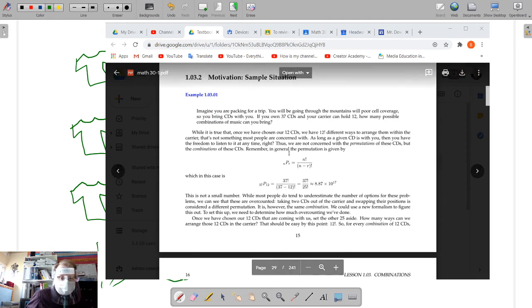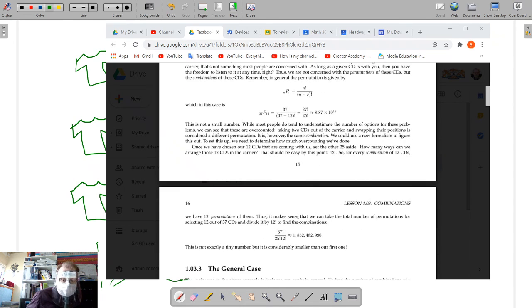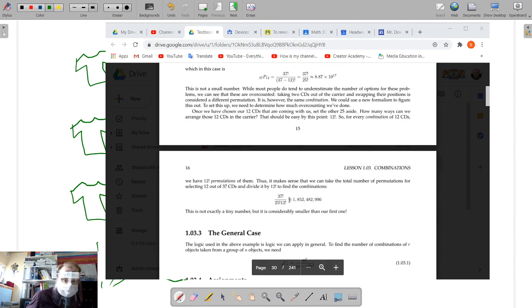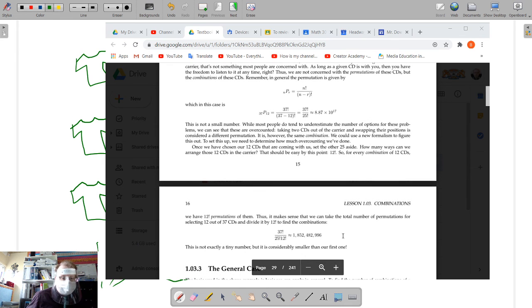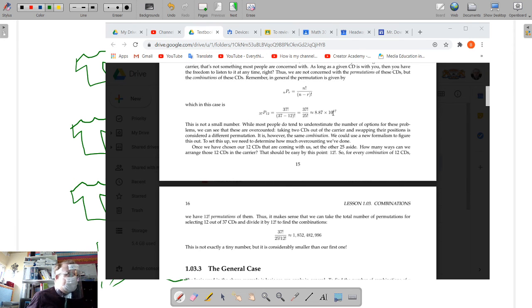So what we do is we take that 37 factorial over 25 factorial, and we divide it by the 12 factorial. Because we've got the 12 objects, if we don't care how order matters, 12 factorial is the number of ways we can arrange those 12 CDs we've chosen. So that's why we end up dividing by the 12 factorial, which gets us down to 1.9 billion. It's still a lot of options. So the numbers are not small, but they are smaller than the permutations. This is about 1.8 times 10 to the 9 compared to 8.87 times 10 to the 17.